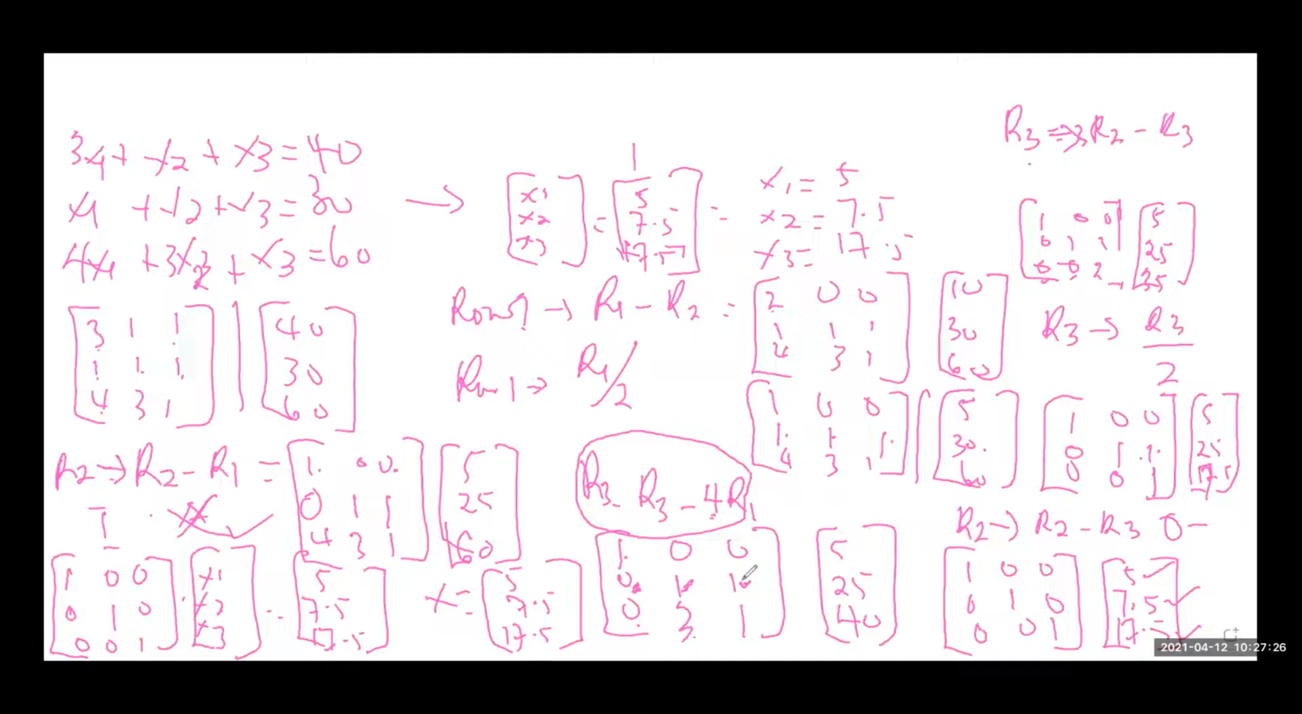3 times 1 is 3. 3 minus 1 is what? 2. 3 times 25, we said 75. 75 minus 40 will give you 35. Is that explainable? Yes, please. Is it clear? Yes, please.